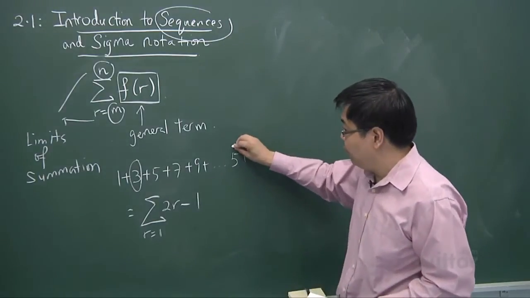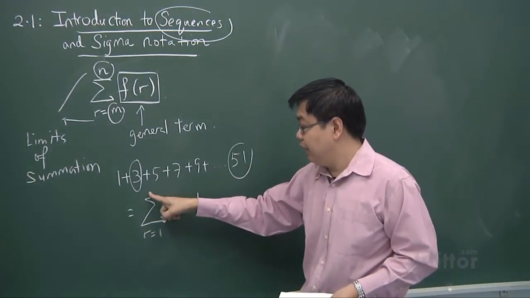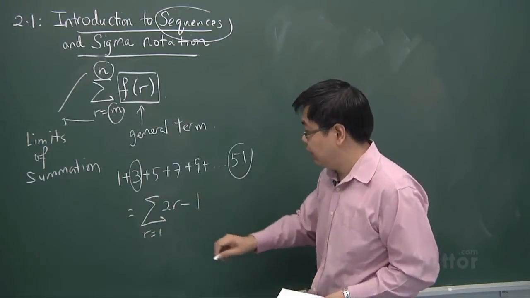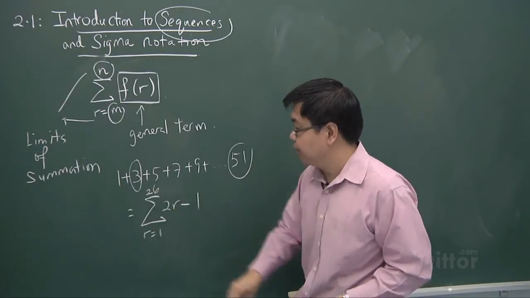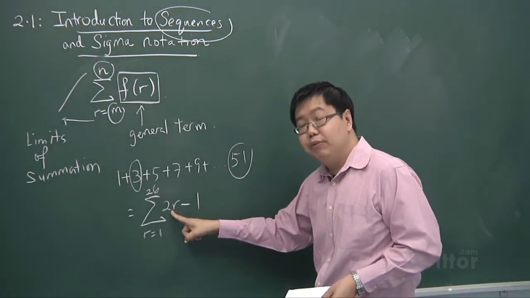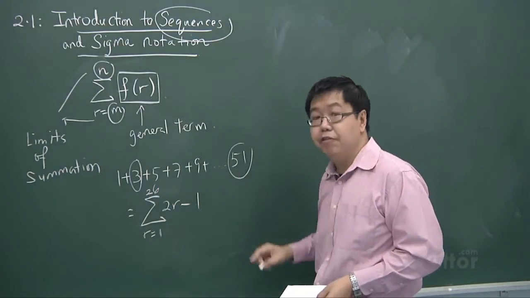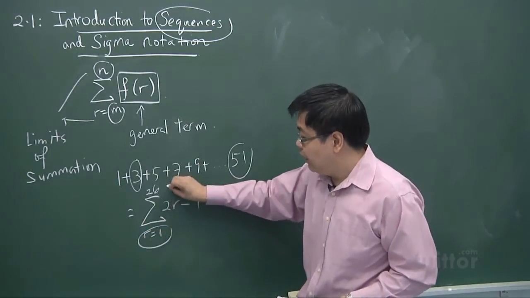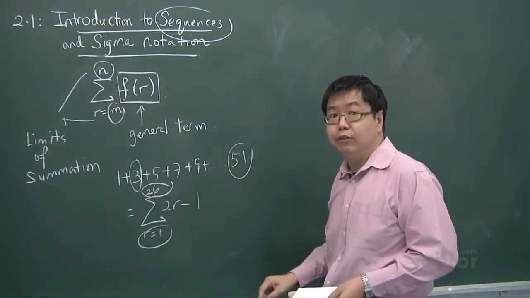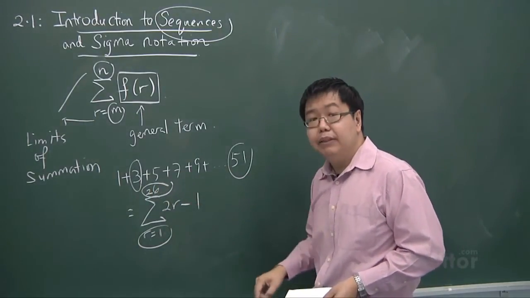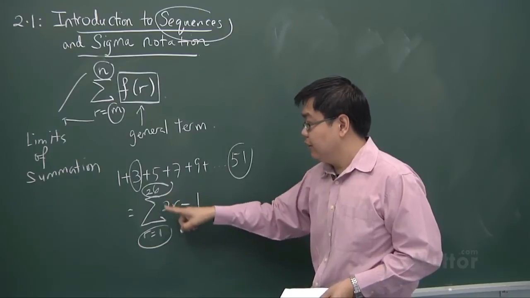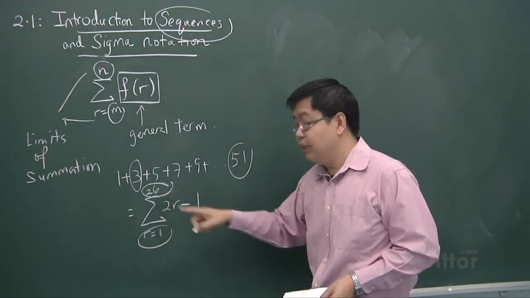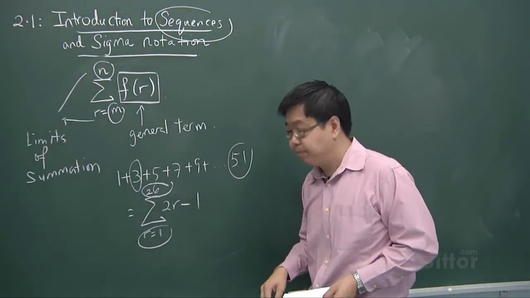We stop at the point where the last value substituted into r gives me 51. And that is, of course, 26, because 26 multiplied by 2 gives me 52, minus 1, that gives me 51. So this is the first value of r to sub in, and this is the last value of r to sub in. Between them, if you include the 1 and 26, of course, there will be 26 terms.